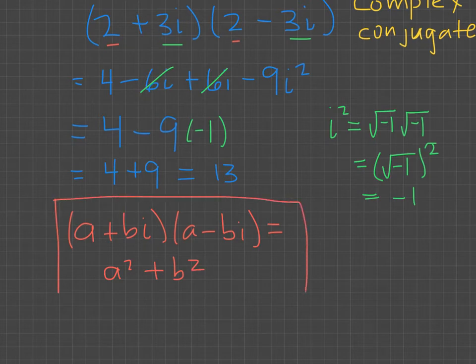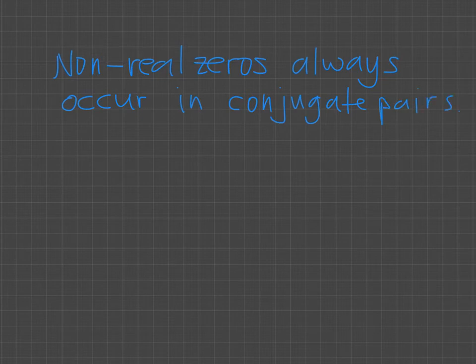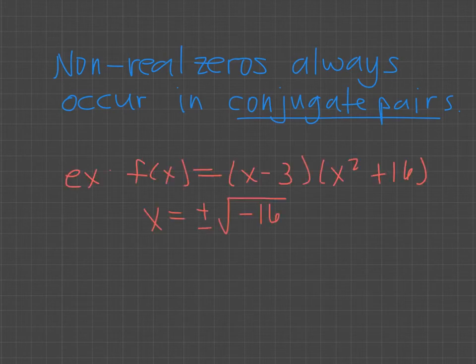Okay, one more thing before we get back to our example. Non-real zeros to polynomial functions always occur in conjugate pairs. Okay, so we never get just one non-real zero. We're always going to get two if we have one.